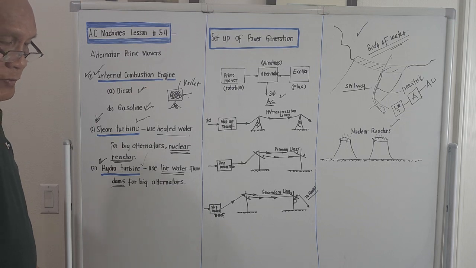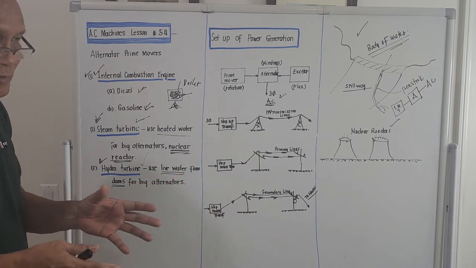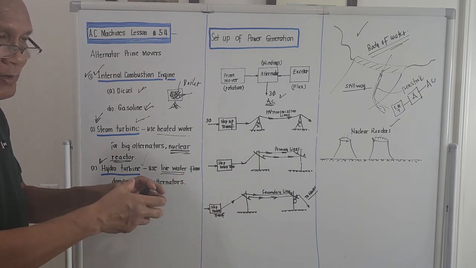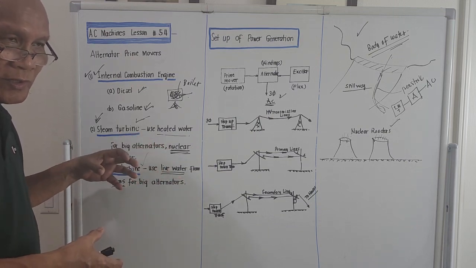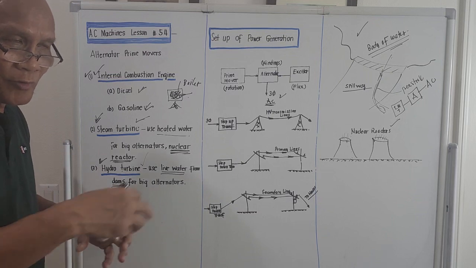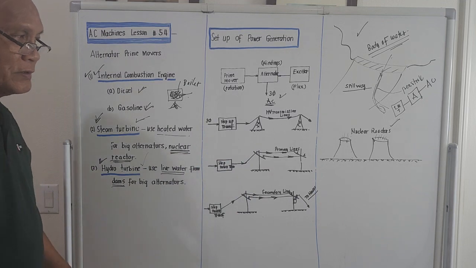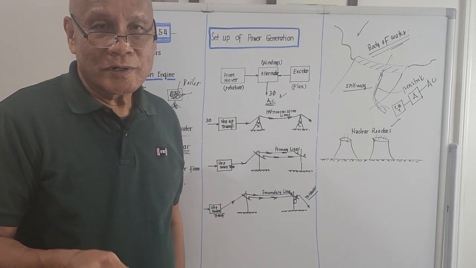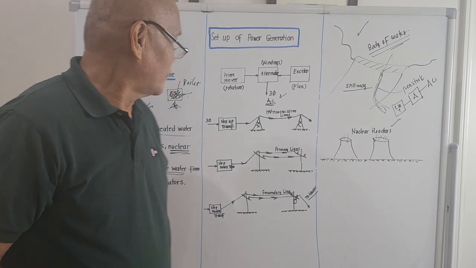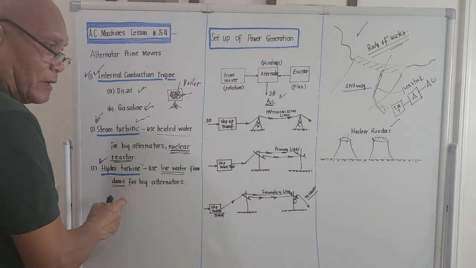So engineers before try to encircle some big bodies of water, then they try to put a big pipe over there that goes to the turbine. So when water goes to the big pipe, okay, the turbine rotates, so the alternator rotates, and we could produce electricity. Okay, that's it, guys. Those are the prime movers of alternators in real life: internal combustion engine, steam turbine, and hydro turbine.